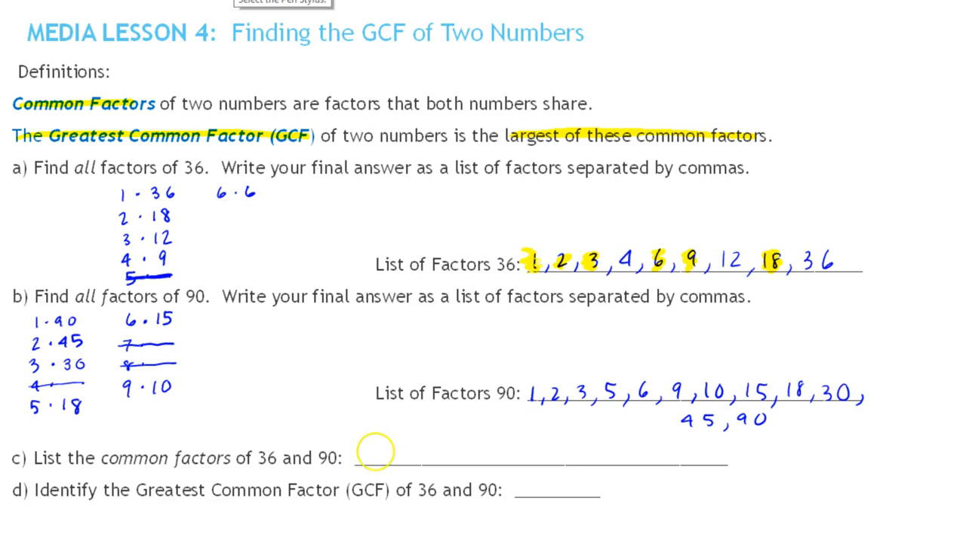So let's list them. 1, 2, 3, 6, 9, and 18. Now the greatest common factor is the largest of these numbers, which is 18. So we found the greatest common factor of 36 and 90.